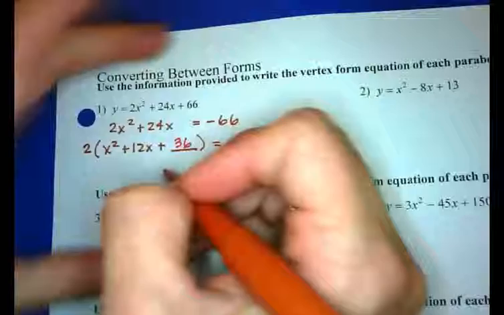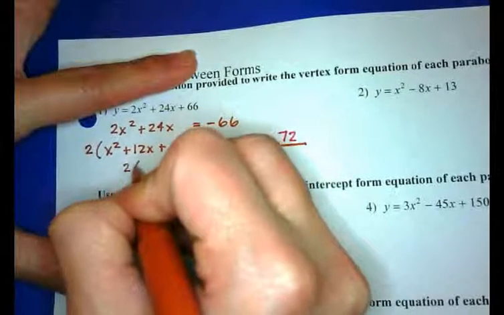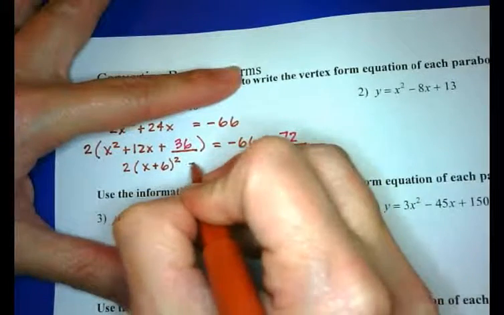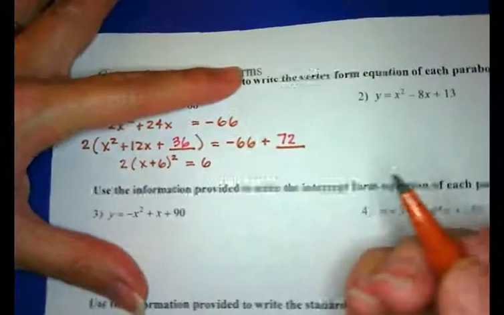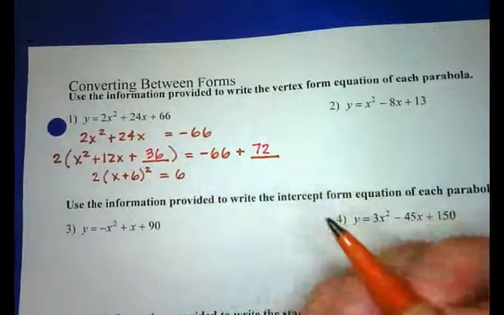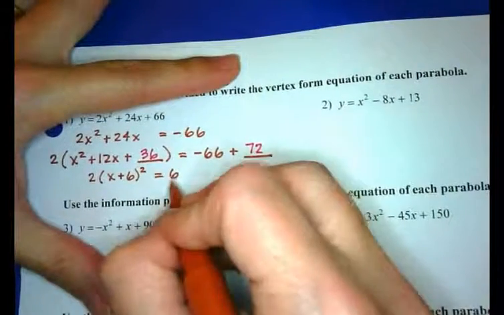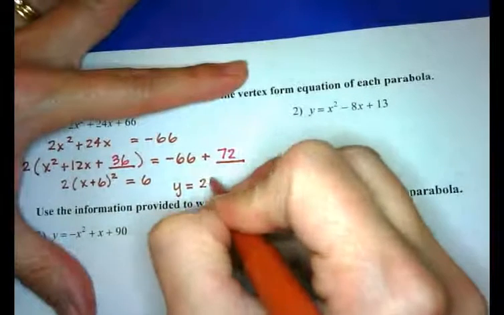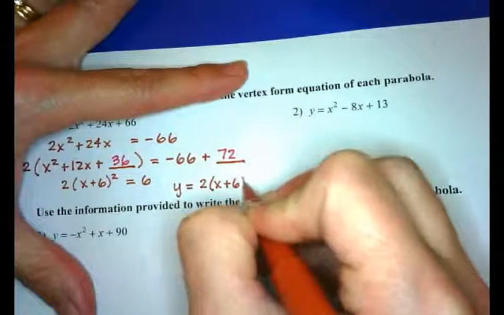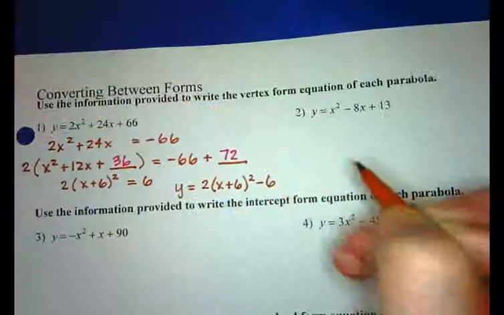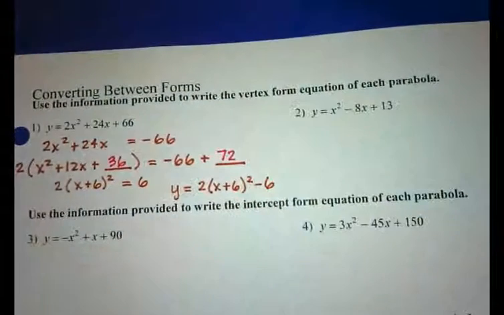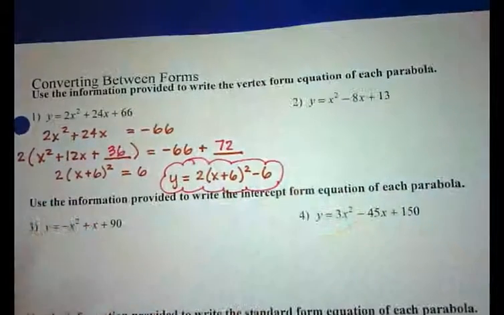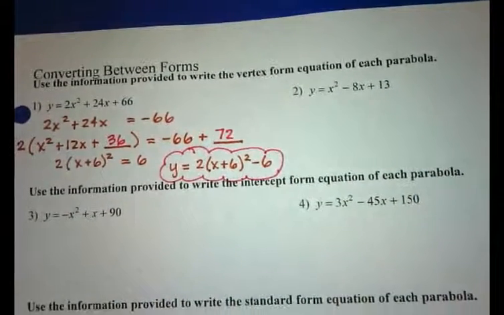So then on the left side, I end up with 2, x plus 6 squared equals 6. And so I almost have it in vertex form. The last thing I need to do is to bring this 6 back over with the rest of the stuff. So y would equal 2, and then x plus 6 squared minus 6. And now I have this answer in vertex form. So that is the same equation in vertex form.